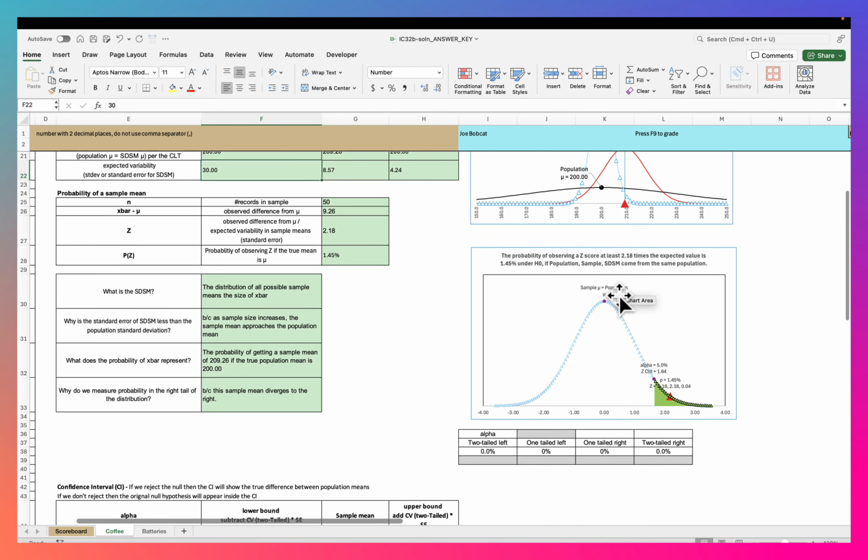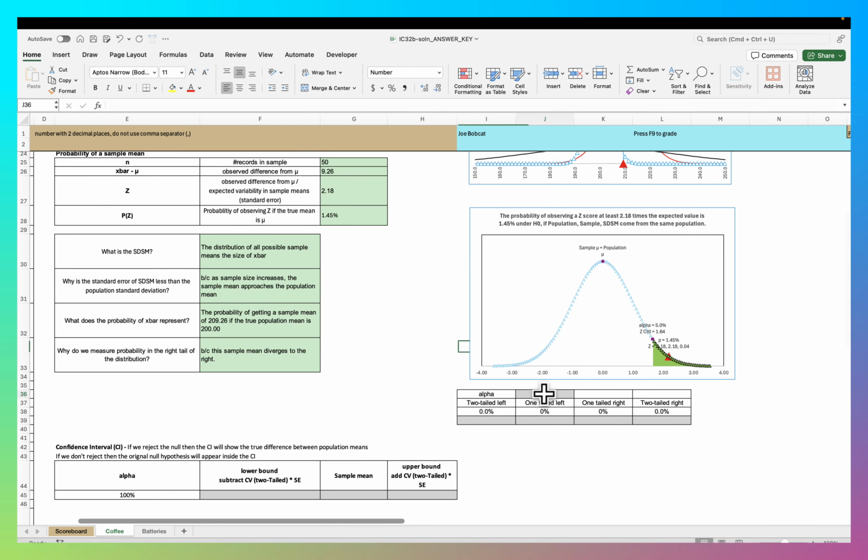And so what we do to construct a confidence interval, it's all based upon alpha, and alpha in all our problems is 5%. And then we're going to go ahead and calculate these, you know, the two-tailed, one-tailed, stuff like that. And because this one is a z-test, it's going to be norm.s.inverse of that probability. And then we can copy that across.